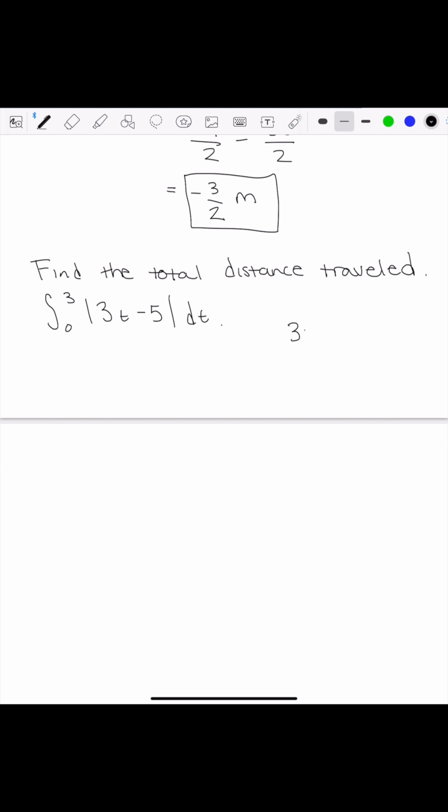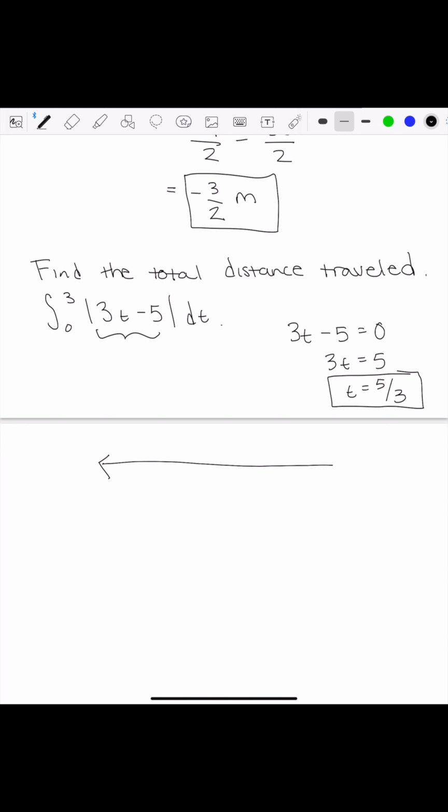So what we do is we take the equation in here, and we set that equal to 0, and we solve for t. Because, remember, to go from positive to negative or negative to positive, you have to cross 0. So this is going to tell us where it switches to negative or where it switches from negative to positive, right? So we add 5 to both sides, and then we divide by 3. So at time 5 over 3, I know that's where I need to split this interval up into 2 intervals.